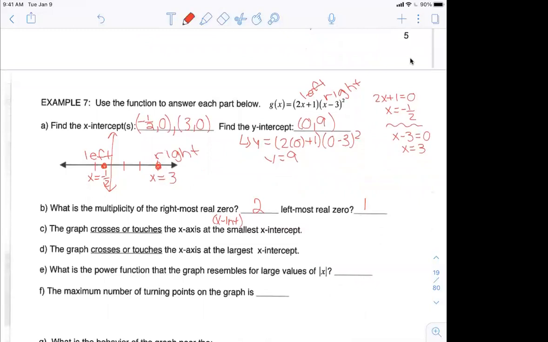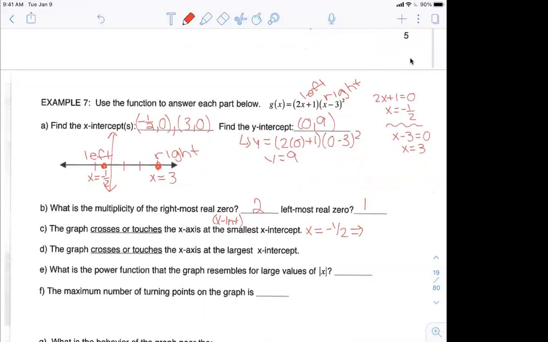What does it do at those spots? At the smallest x-intercept, also known as the left one, when x was negative 1/2, it had a multiplicity of 2.